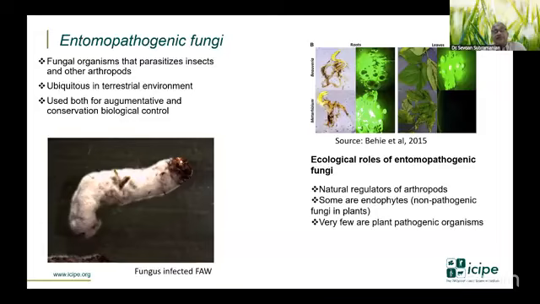More recently, the role of entomopathogenic fungi, which also colonize plants as endophytes, is emerging. These are natural regulators of arthropods, and as endophytes, they are non-pathogenic in most cases, and they also induce systemic resistance, which I'll be mentioning as I go forward.